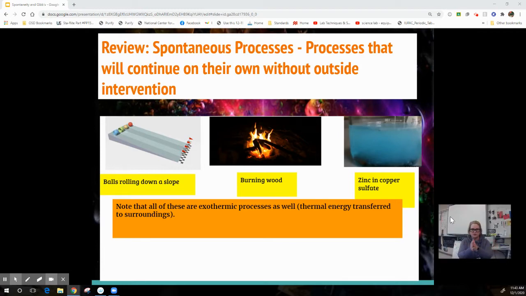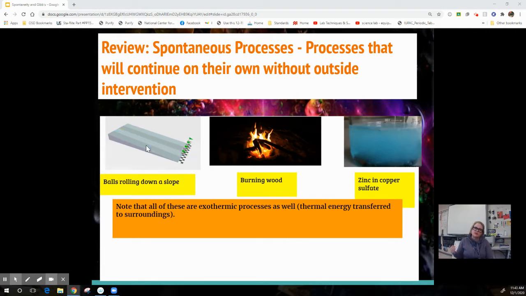So all 3 of these processes happen to be exothermic, meaning heat was released from the system out into the surroundings. Even the ball rolling down the ramp was an exothermic process because some of the kinetic energy contained in the ball was being transferred into thermal energy by the friction being applied to the ball from the ramp. So these are all exothermic processes.